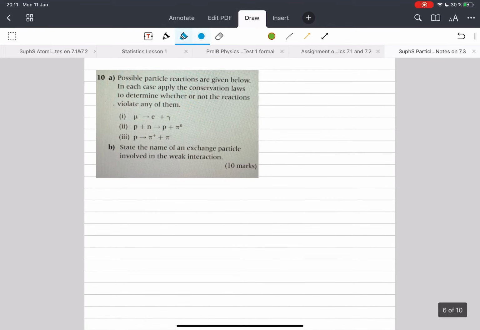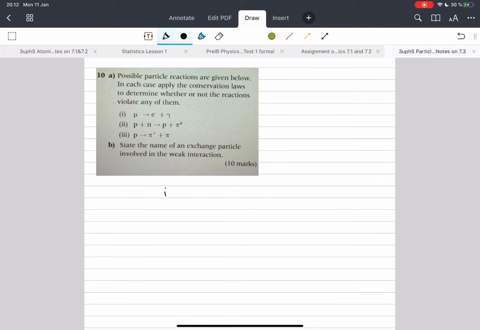But I have here some reactions, and let's see if those are possible. It says determine whether or not the reactions violate any of the rules that we learned. So we have a muon, negatively charged, that becomes an electron and a photon. We will look into Q, B, and L, and see if those are violated. Let's look into the charge. The charge of the muon is -1, and the charge of the electron is -1. The charge of the photon is 0, so this is good.